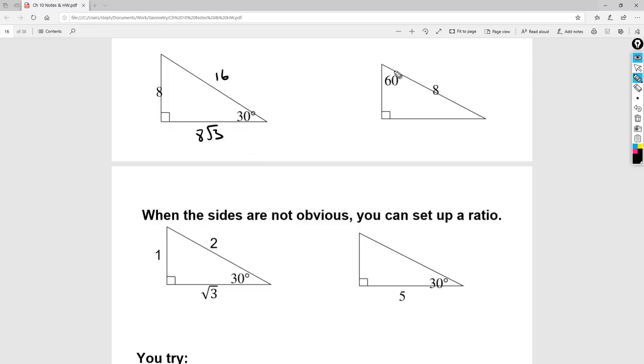Okay, now if I'm starting out with the hypotenuse, then I know that 8 is my hypotenuse, so half of that will be my shorter leg. And then my short leg times the square root of 3 is going to be my longer leg.